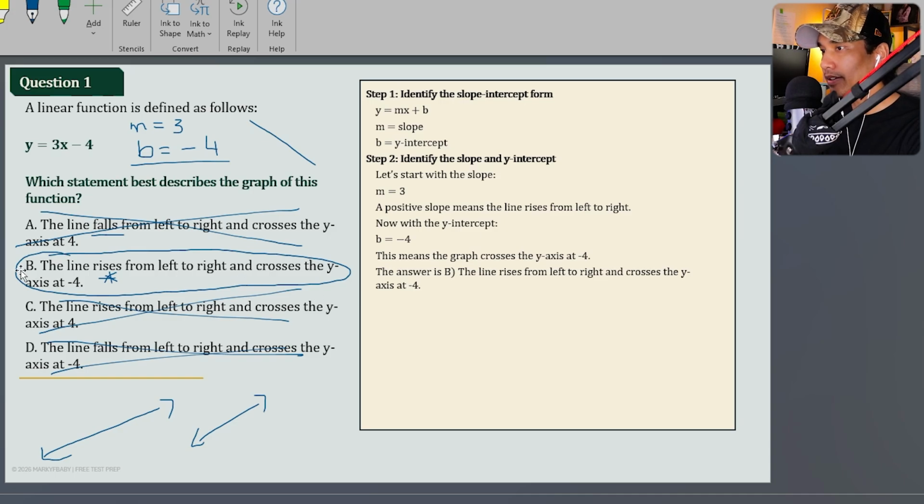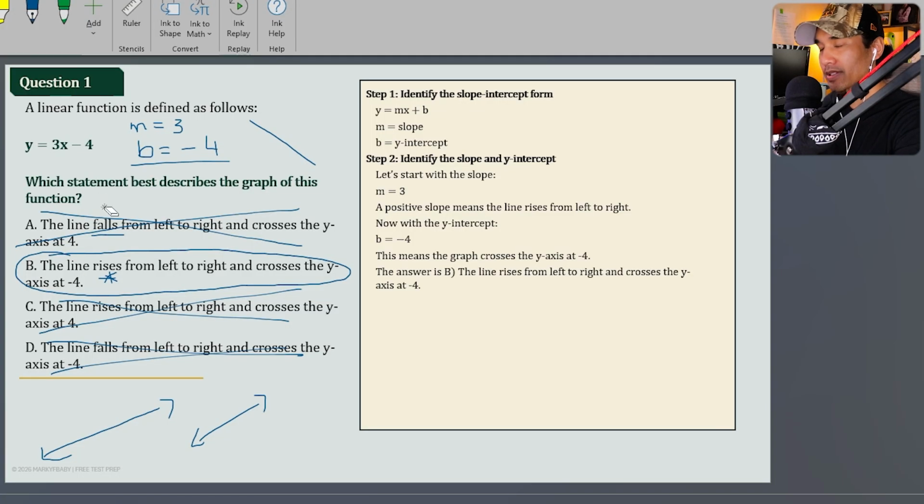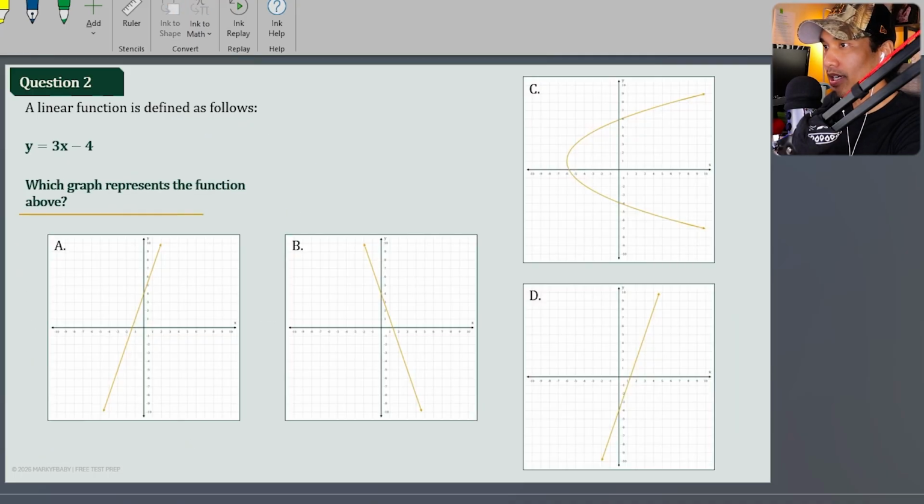So all I did for this question is I just designed it for you to identify m and also b. That's it. This one's super easy, and it won't be on the test. This most definitely will not be on the test, but it's just to get you some confidence because the next questions will be difficult.